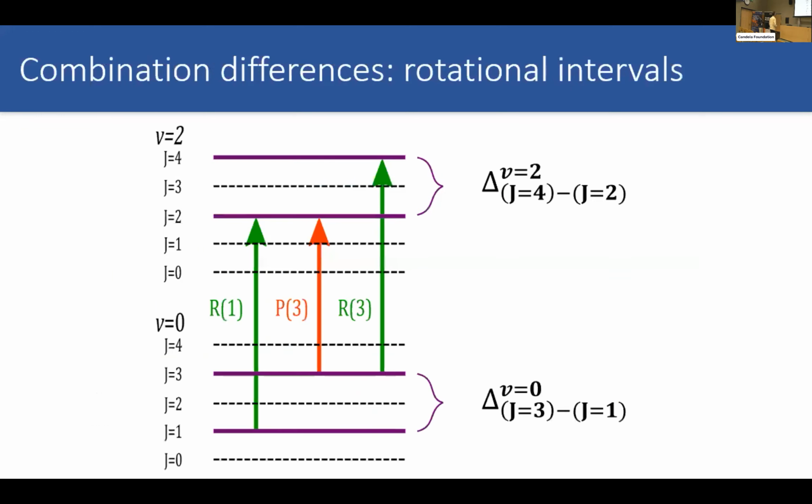So now I will give the hand to Meissa, who will continue about the rotational intervals.